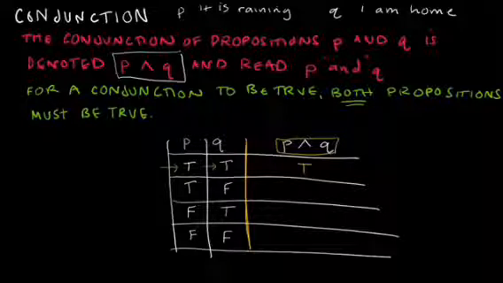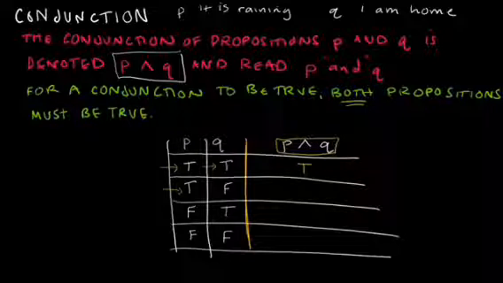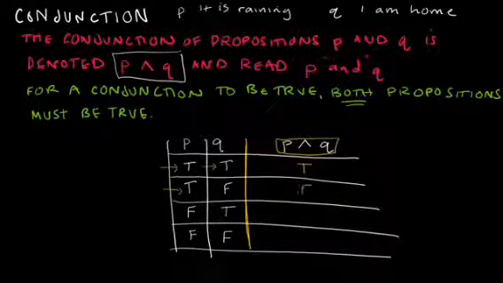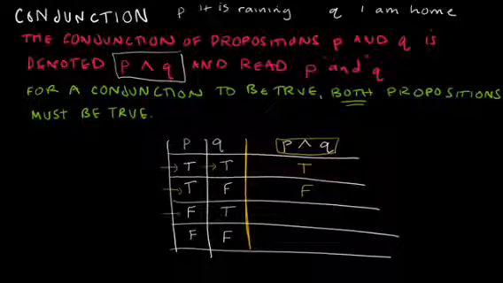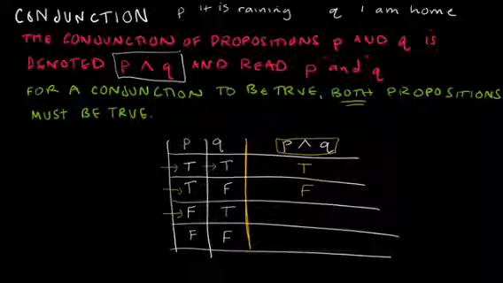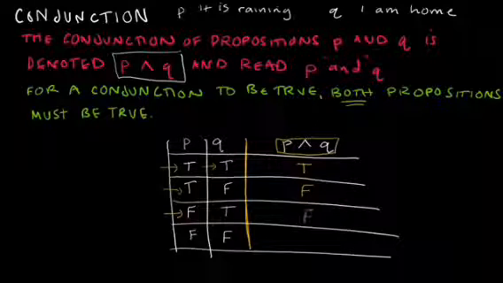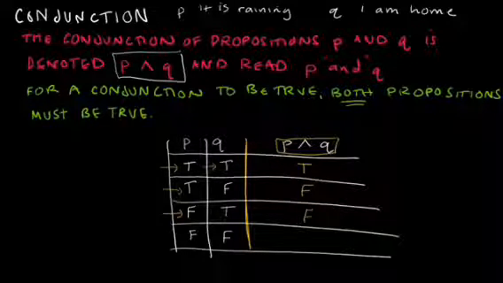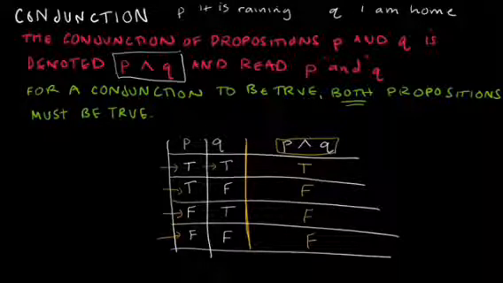For the rest of the rows, this row represents: it is raining, I am not home. So that's false because they're not both true, because I'm not home. This row represents: it is not raining, I am home. So it's not raining and I am home would still be false because it's not raining. And this row represents: it's not raining, I am not home. Again, false because they both have to be true for it to be true.